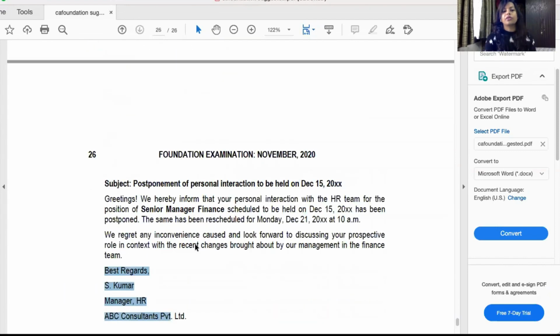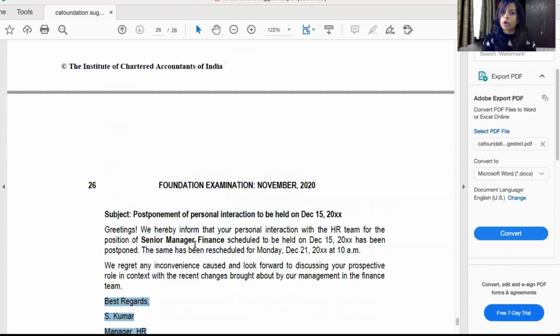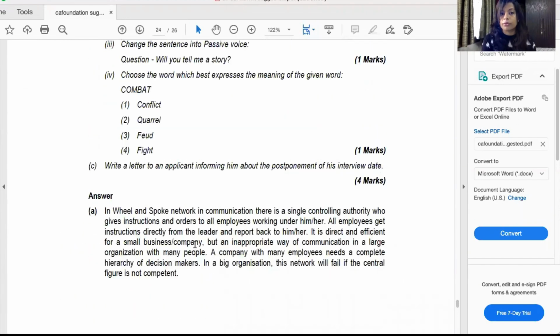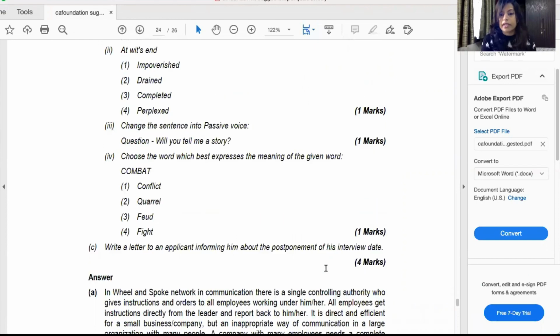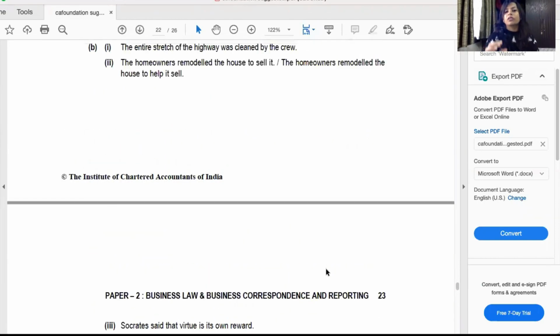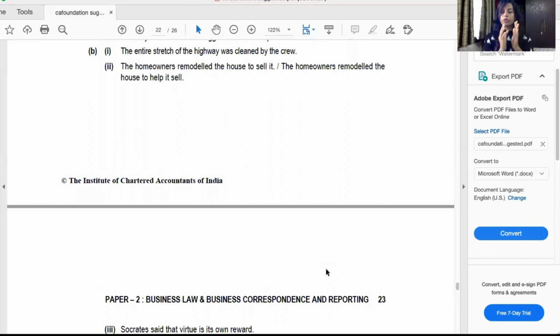If you get resume writing, take care of the format. Formats are very, very important and they directly fetch you good marks. 4 marks for letter writing, 5 marks for the article, 5 marks for precis. So please make a format diary, make a grammar diary where all the rules are there, where all the formats are there, and take care of that. You will be able to score very good marks in BCR.